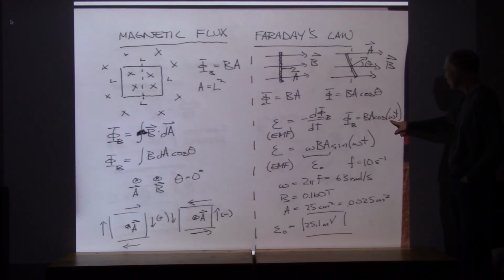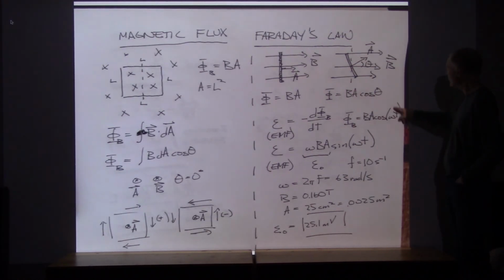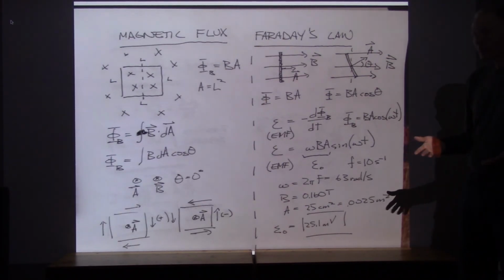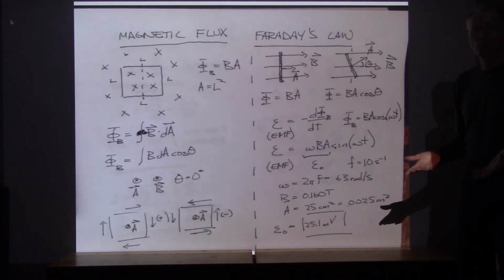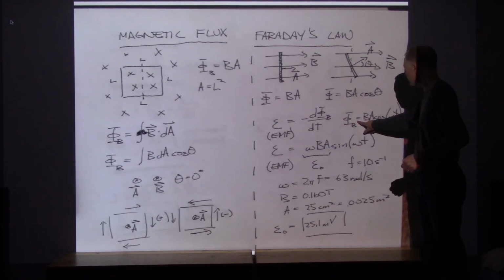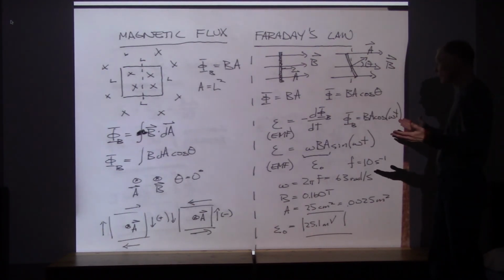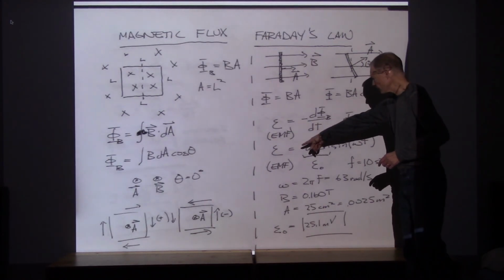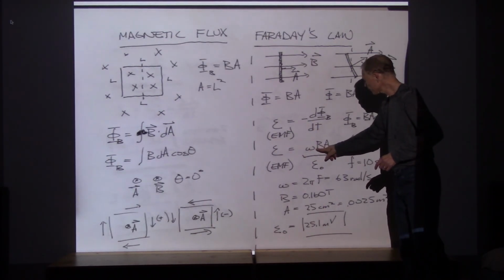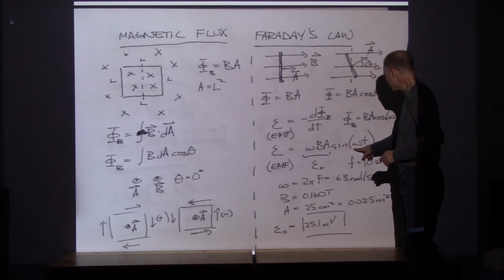I'm going to introduce a cosine omega t. So when t is equal to 0, it looks like that. And then at some later time, it looks like this. Now, the amount of EMF that we generate is going to depend on how fast we rotate this. So if I now take a time derivative of this expression, Faraday's law says if I take a time derivative, I'm going to get the EMF. And that worked out to be omega times B, magnetic field, times the area, times the sine of omega t.